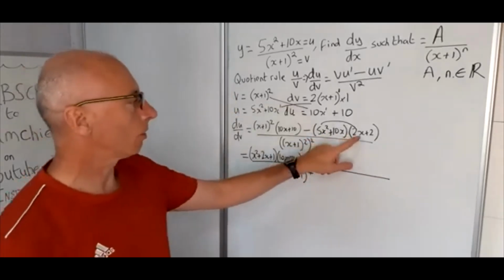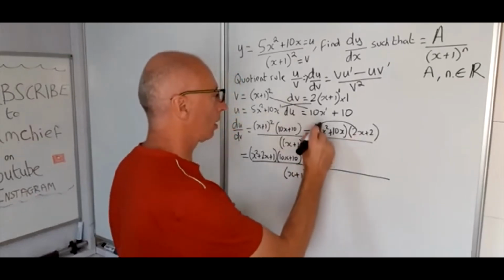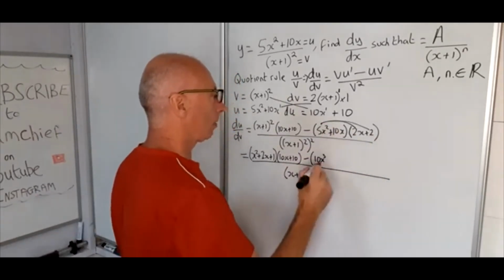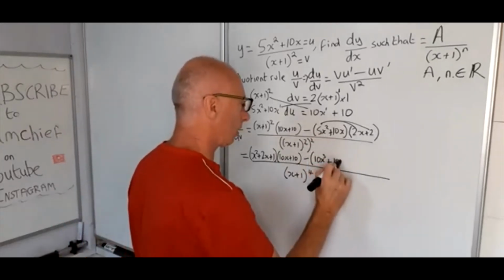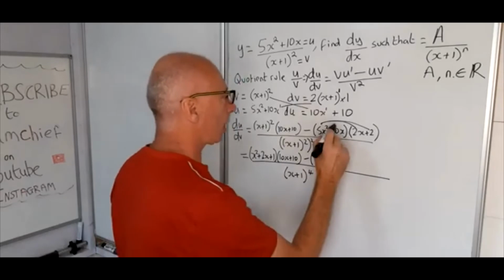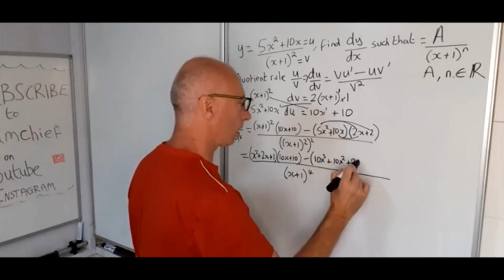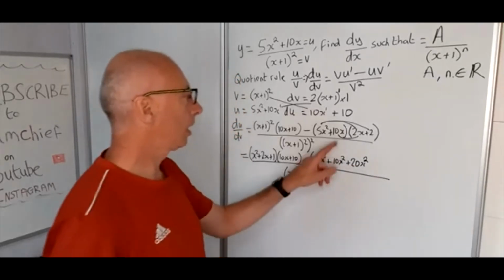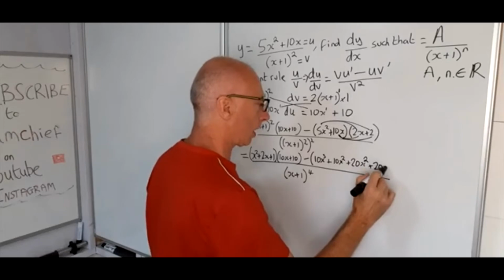So 5x squared times 2x is 10x cubed. This one with this one will give us 10x squared. The 10x with the 2x gives us 20x squared. And the 10x with the 2 is going to give us 20x.